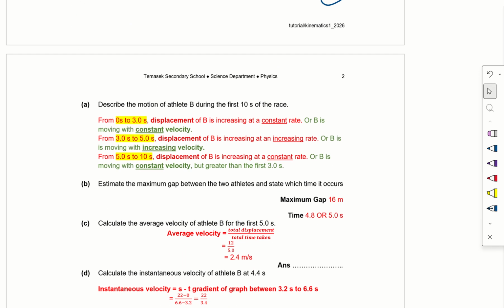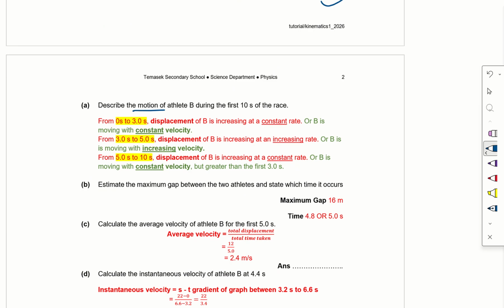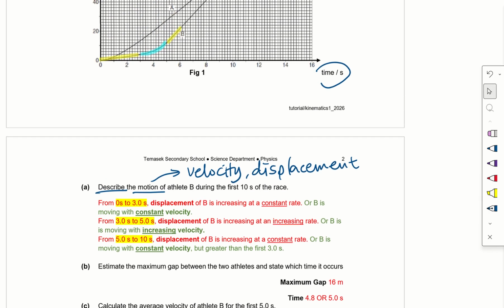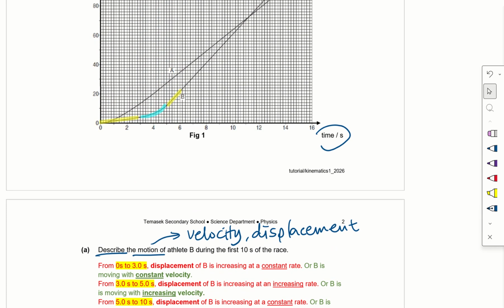Part A, describe the motion of athlete B during the first 10 seconds of the race. So when they ask us to describe, you need to give a lot more details. And for motion, usually you can either go by velocity or how the displacement changes, and sometimes even acceleration, depending on what kind of graph you are given. So let's look at athlete B's motion.